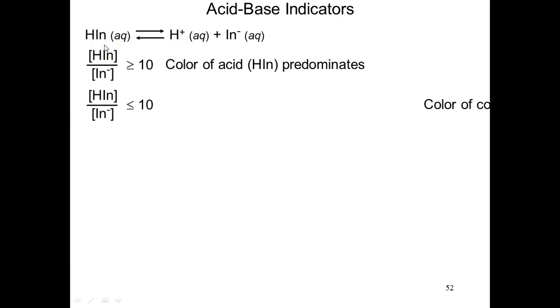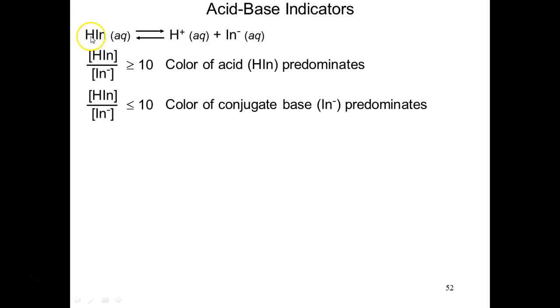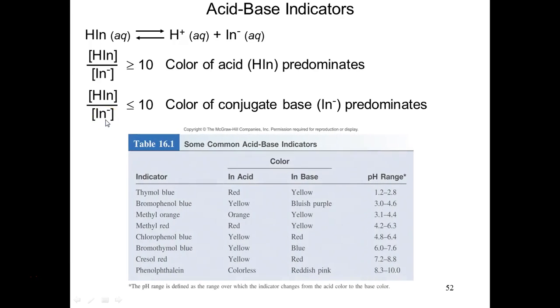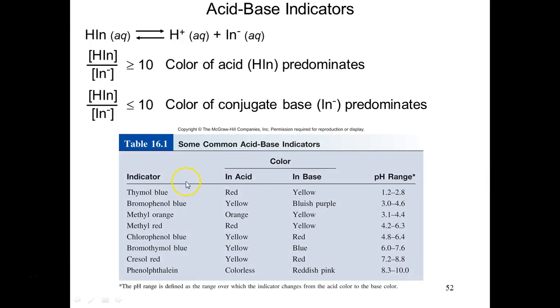General rule of thumb: if the protonated form, HIn, over the conjugate form, In-, is greater than 10, the color of the acidic form predominates. Now, if that ratio of protonated indicator over its conjugate is less than 10, the color of the conjugate base is going to predominate. All right, so here are some common indicators that we use.